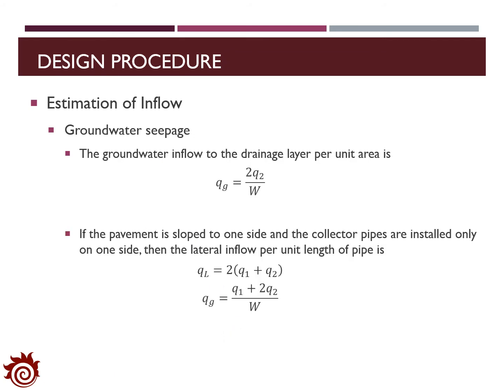Moreover, we can find out the groundwater inflow to the drainage layer per unit area as Qg equal to 2 times Qa over W. Or if the pavement is sloped to one side and the collector pipes are installed only on one side, then the lateral inflow per unit length of the pipe will be QL equal to 2 times Q1 plus Q2, and Qg equal to Q1 plus 2Q2 over W.